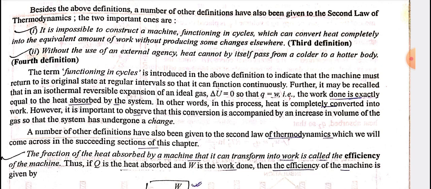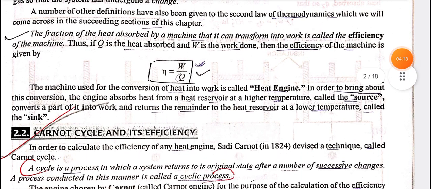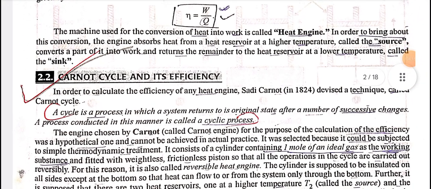Fraction of heat absorbed by a machine that it can transform into work is called the efficiency of the machine. Thus, if Q is the heat absorbed and W is the work done, then the efficiency of the machine is given by η = W/Q. The machine used for the conversion of heat into work is called a heat engine. In order to bring about this conversion, the heat engine absorbs heat from a reservoir at a higher temperature called the source, converts a part of it into work, and returns the remainder to the heat reservoir at a lower temperature called the sink.